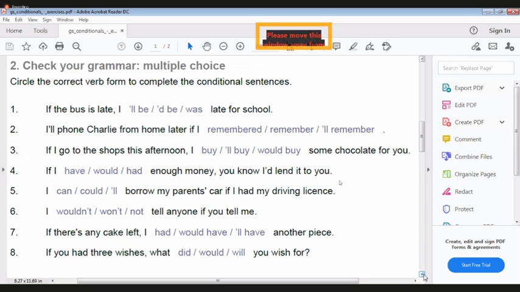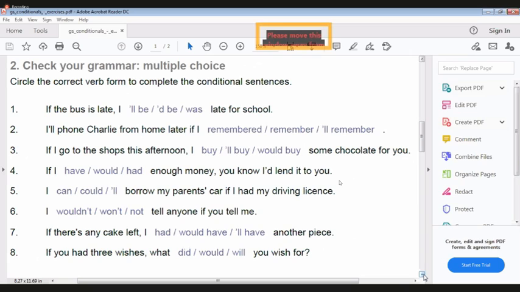I would lend it to you. So if I had, Himansa, did you get the same answer or different answer? Yes, madam, same answer. Okay, if I had enough money, I'd lend it to you. It means this person doesn't have enough money. So it should be second conditional. Fifth one, Himansa?